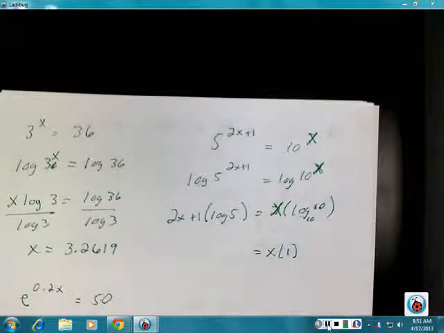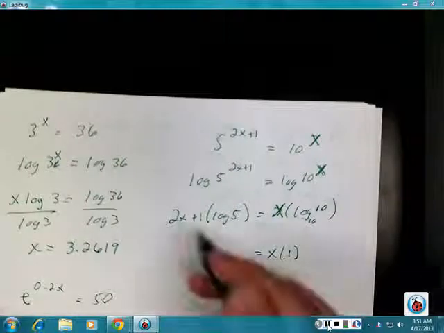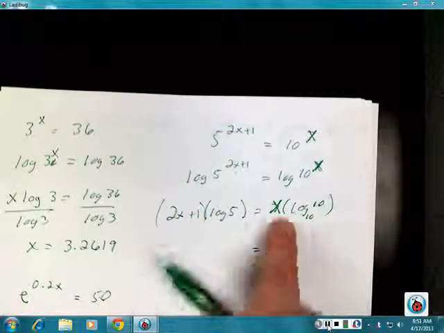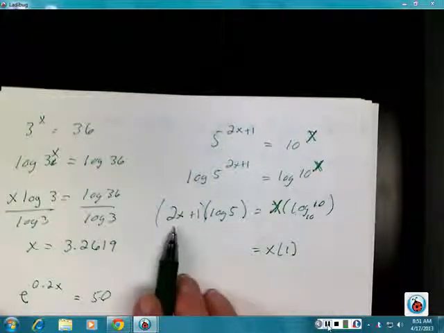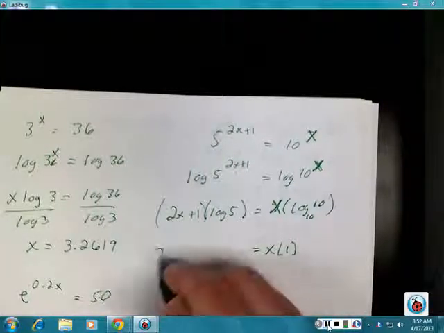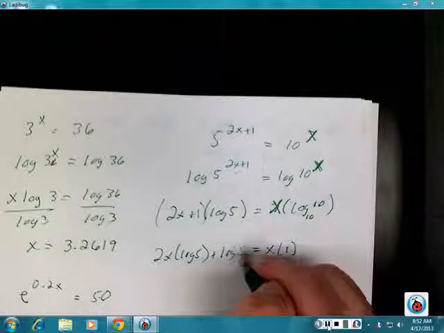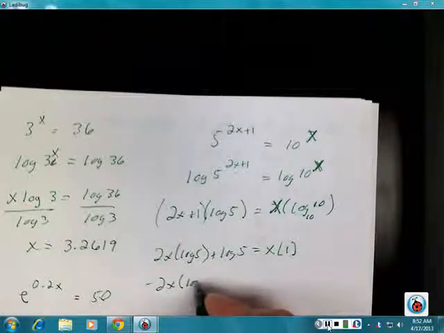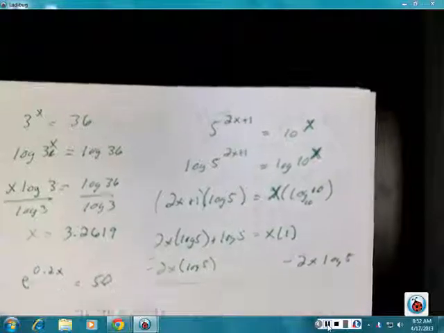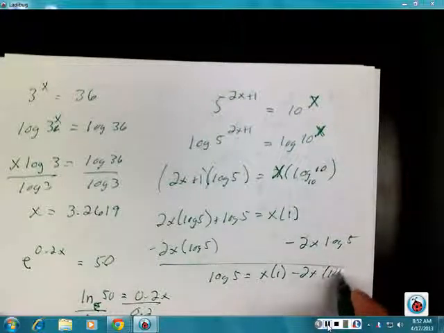Now are you guys going to know that? I don't know if that's something that you would be able to pick up or not, but that is what ends up taking place with it. So to get this all by itself, I can't just divide off log 5 because it's times this whole thing, and I've got x's on both sides of this equation, and this is probably one of the harder ones that shows up in your homework. I need to distribute it. So 2x times log 5 is 2x log 5. 1 times log 5 is plus log 5. Subtract the 2x log 5 from both sides, leaving me log 5 over here is equal to x times 1 minus 2x times log 5.